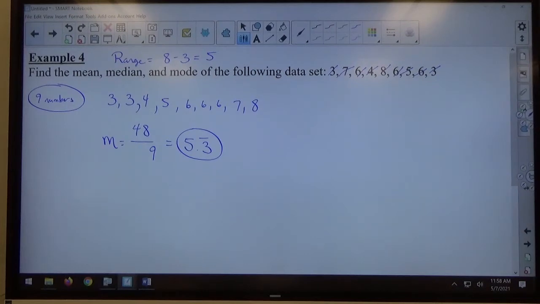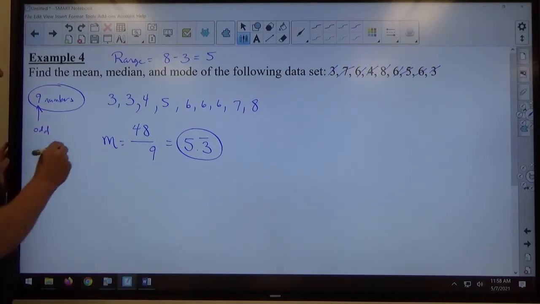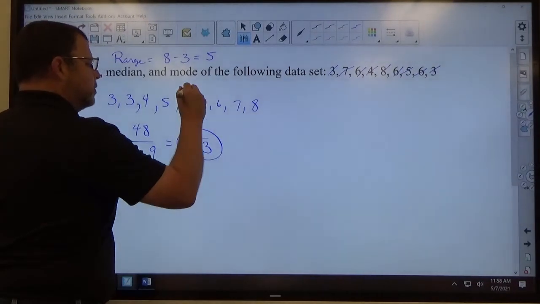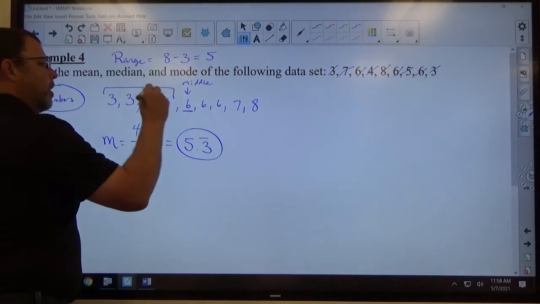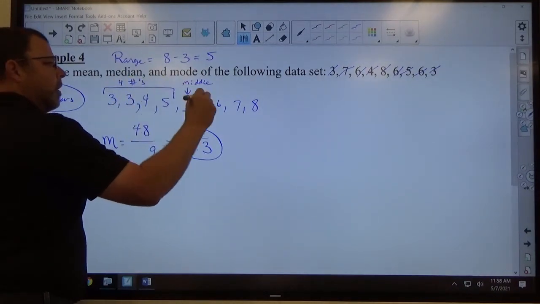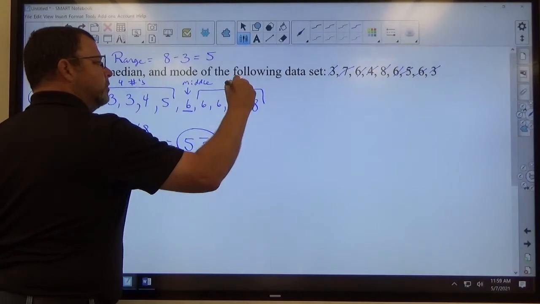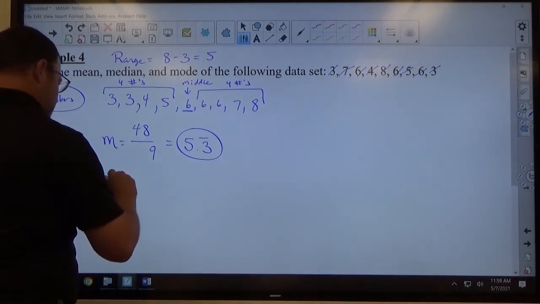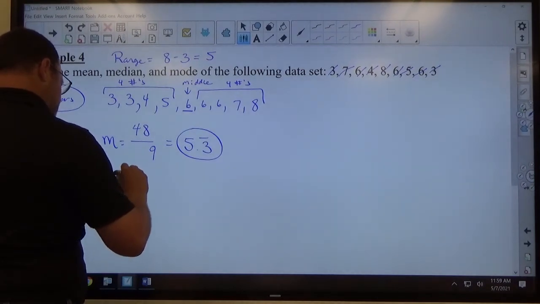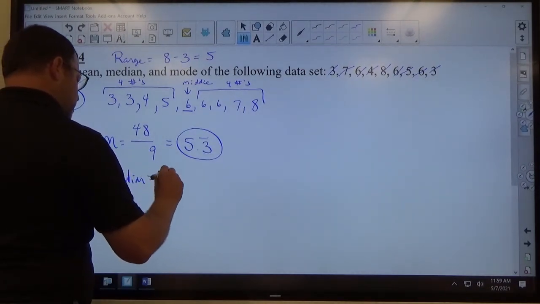The median: 9 is an odd number, which means the median is going to be the middle number. There's going to be a single middle number in this data set. So here is the middle. And you can see that I've got 4 numbers below, and I've got 4 numbers above. So again, for an odd set of data, there'll be exactly 1 number in the middle, with exactly the same amount of data on either side of that. So the median of this is equal to 6.